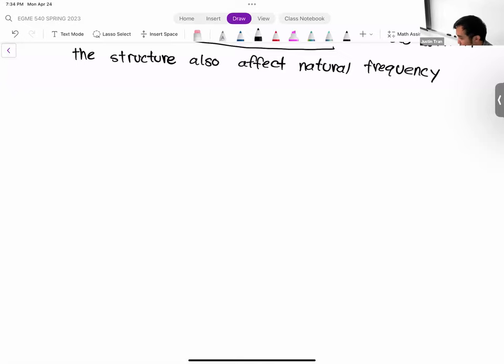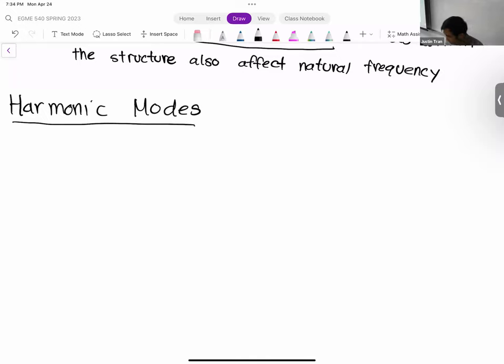So let's talk about harmonic response. Let's talk a bit about harmonic modes. The natural frequency tells you which frequencies are going to cause resonance in your structure. The next question to ask is, if you do have resonance in your structure, what is going to happen? What is your structure going to look like under resonance? That's what the harmonic modes are going to tell us.